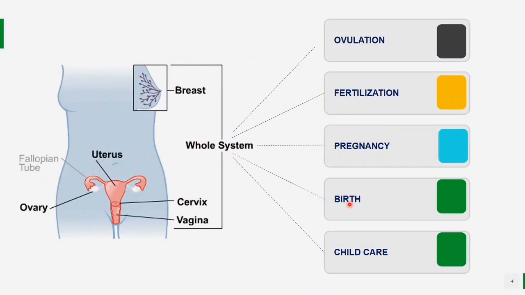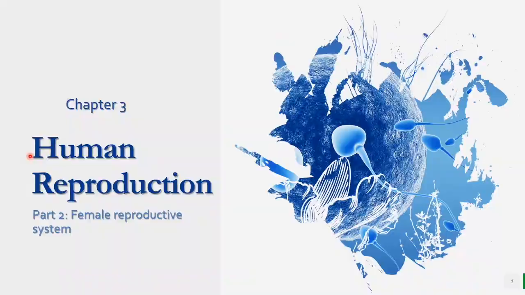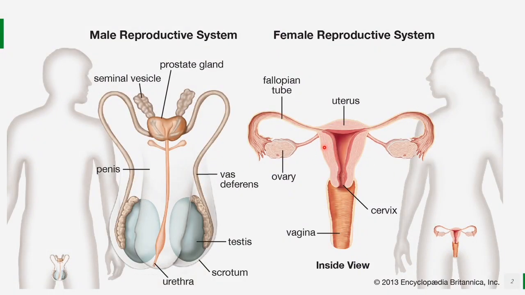These parts of the system, the uterus, ovary, fallopian tube, cervix and vagina, along with the pair of mammary glands, are integrated structurally as well as functionally to support processes like ovulation, fertilization, pregnancy, birth, and child care. Each ovary is about 2 to 4 centimeter in length, and it is connected to the pelvic wall and uterus by ligaments. The fallopian tubes are attached to the main body with the help of ligaments.